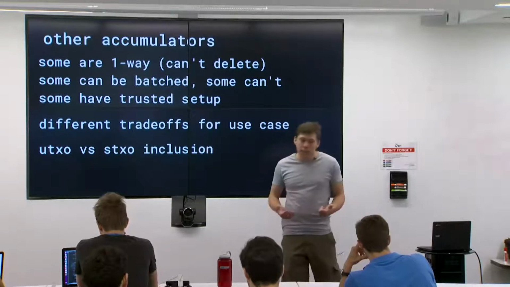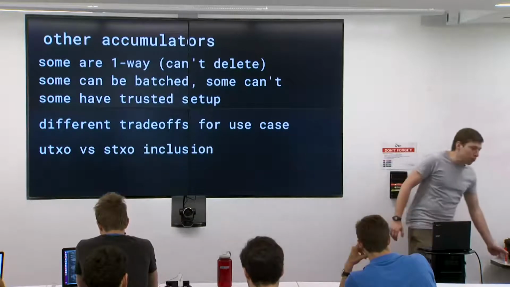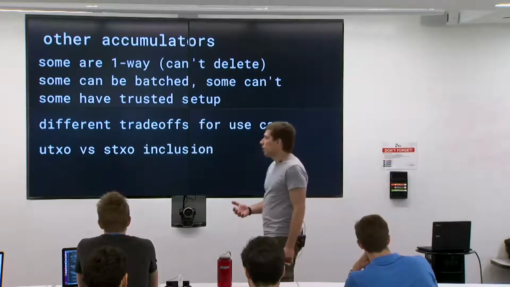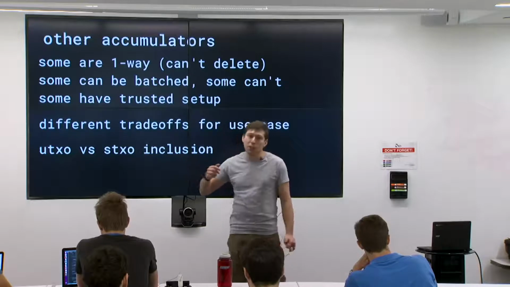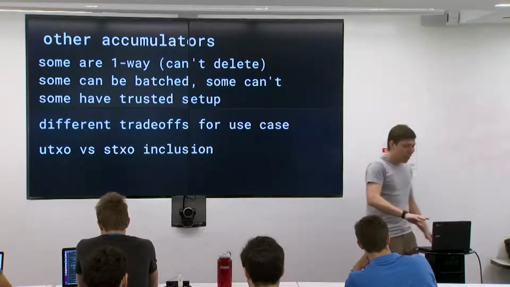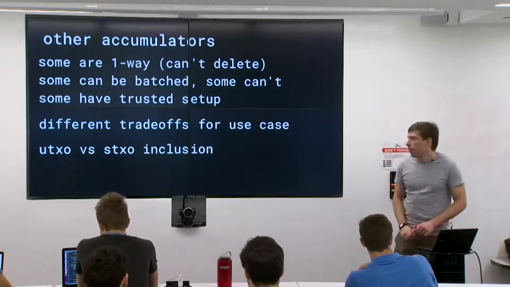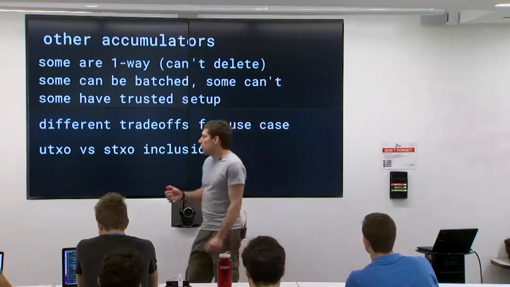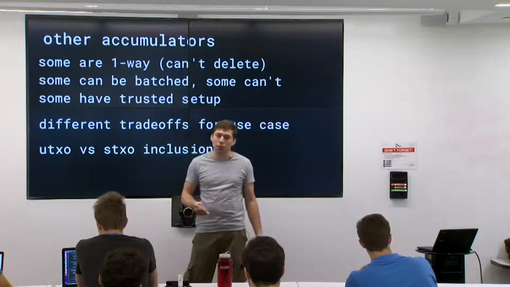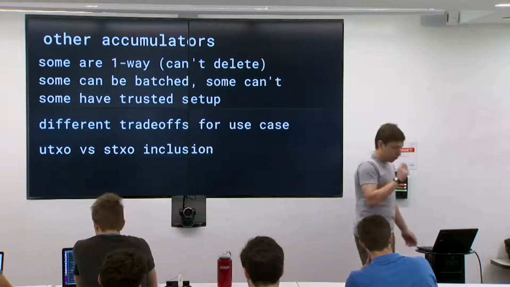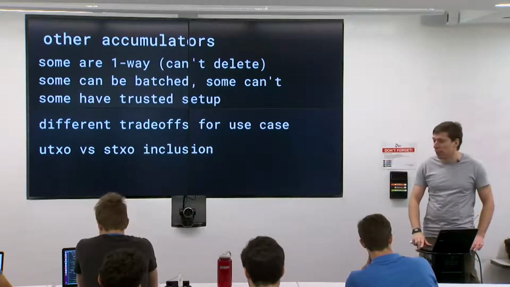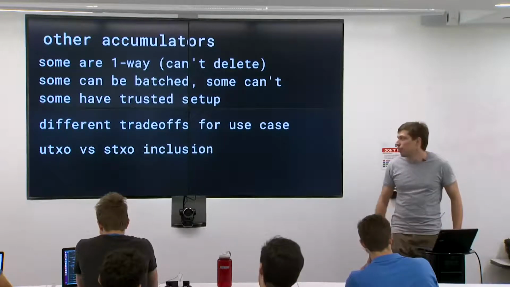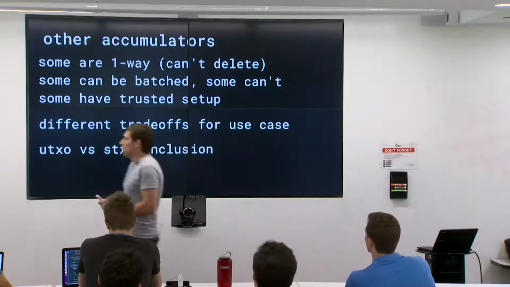And in the case of Bitcoin, the idea of an accumulator would be put the UTXO set in it, or put the STXO, like spent transaction outputs, into it. And then prove, in the case of UTXOs, that it's in the accumulator, or in the case of STXOs, prove that it's no longer in the accumulator, right? Provide a proof of non-inclusion. So let's say you did it that way.